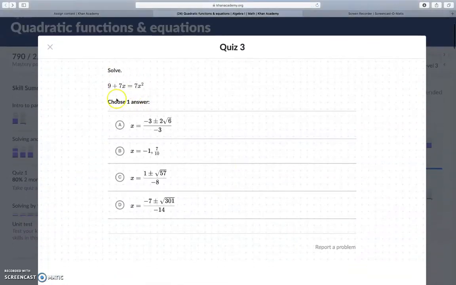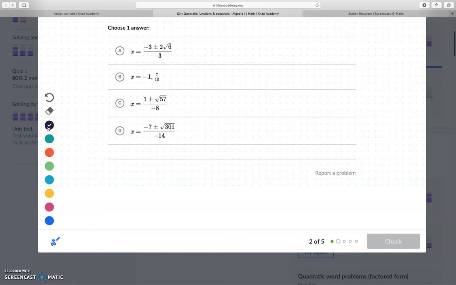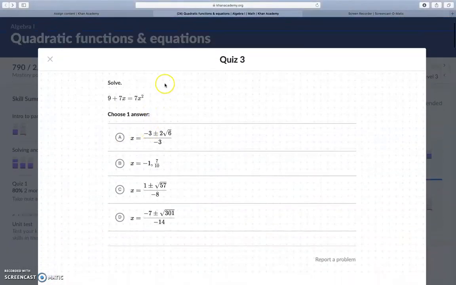Okay, solve. This is super interesting here. What they want you to do pretty much is use the quadratic formula. But in order to use the quadratic formula, you have to write this in the form ax squared plus bx plus c equals 0. So this is not equal to 0. The ax squared is this 7x squared. The c, the one with no x, is the number 9. And then bx is 7x.